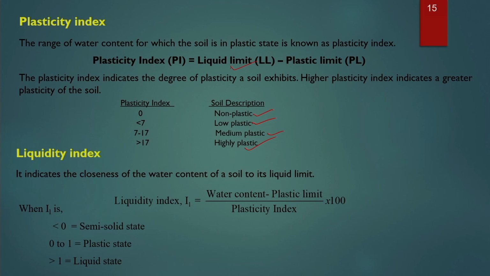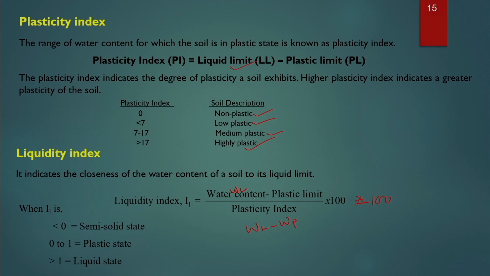When the water content is at the liquid limit, the water content becomes equal to WL, and the plasticity index will be equal to WL minus WP. So, the term will be equal to 100. That means the soil is near to its liquid limit.